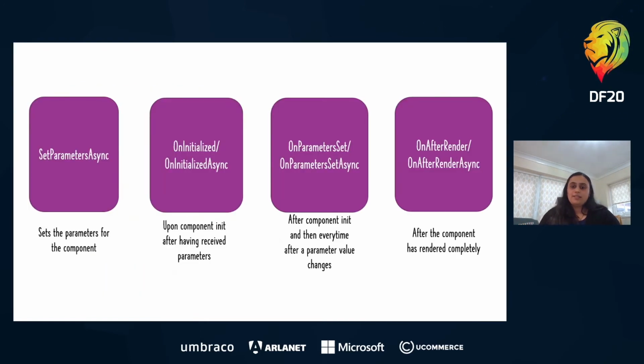The last of the lifecycle methods which I want to discuss is OnAfterRender, again a synchronous and asynchronous version. This method runs after the component has rendered completely. So if you saw Denny's presentation before mine, he should have shown you all about refs and calling JavaScript code from .NET C# code in Blazor. All those calls should happen in this method, which is OnAfterRenderAsync.